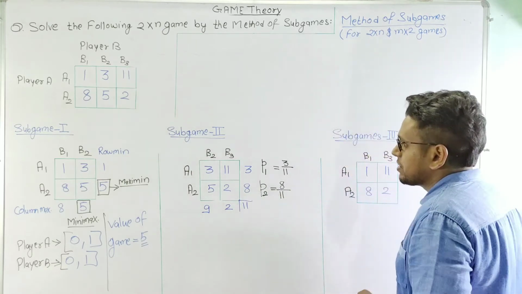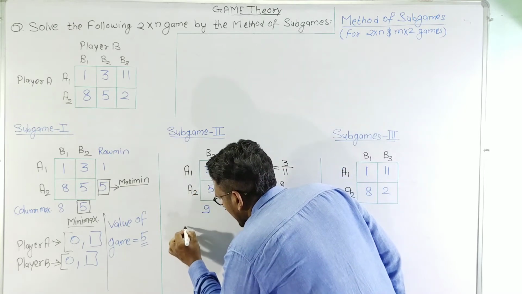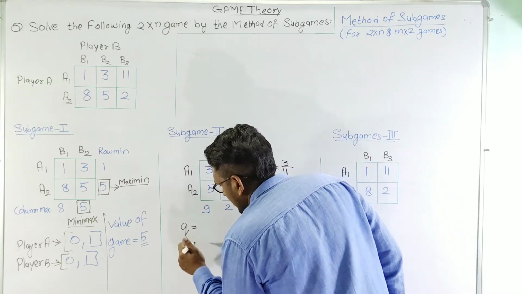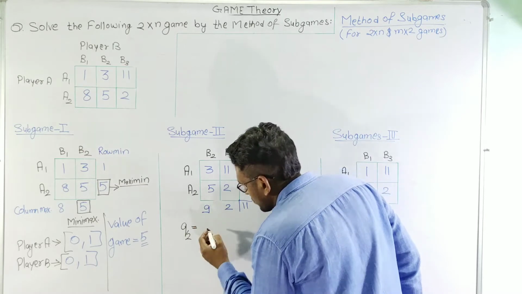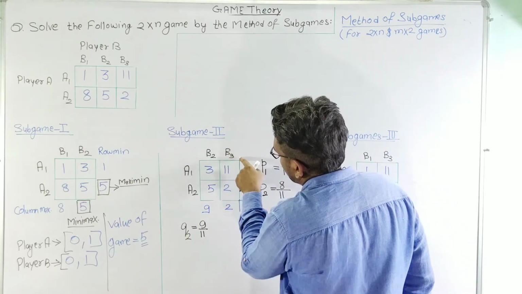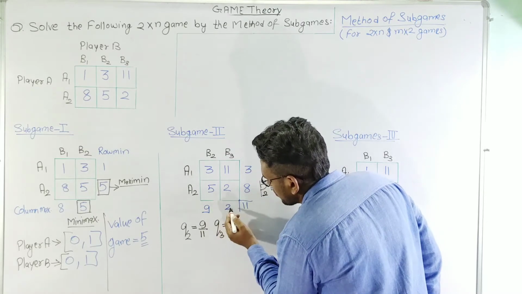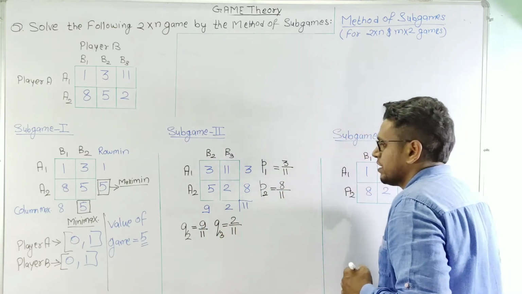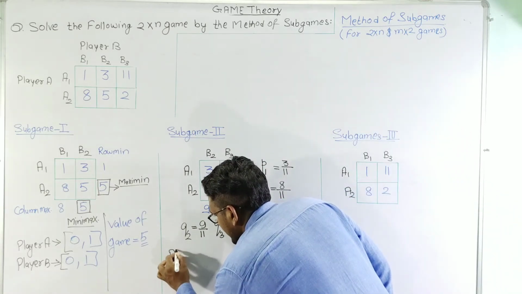Similarly, the probability of player B playing strategy B2 can be given as Q2. So here Q2 will be 9 divided by 9 plus 2. So this is 9 by 11. Similarly, probability of player B playing strategy B3 can be given here as Q3, which is equal to 2 divided by 2 plus 9. So this is 2 by 11.